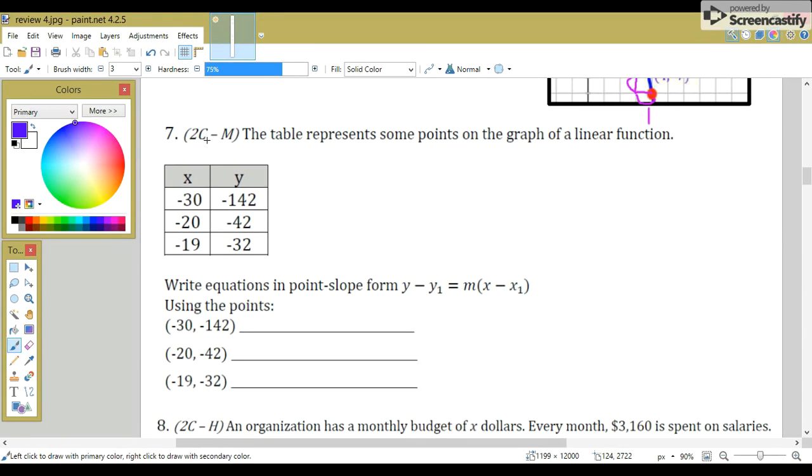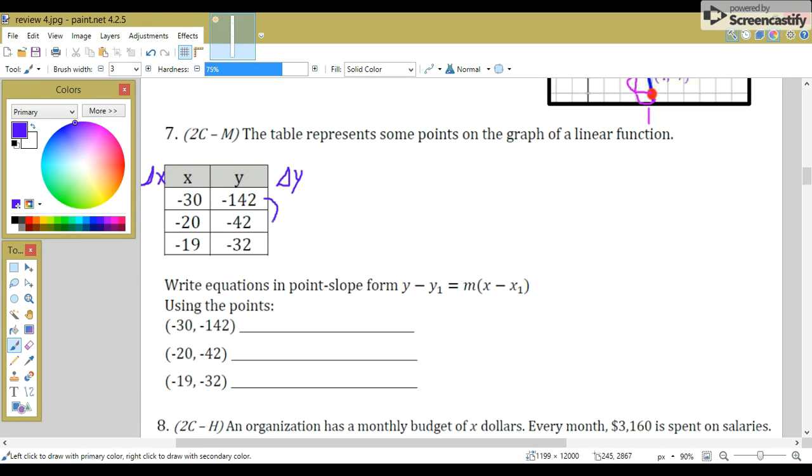Number 7, 2C. The table represents some points on the graph of a linear function. Write equations in point-slope form, y minus y1 equals m(x minus x1), using these points. First, we're going to do -30, -142. But before we write any equations, we need to find our slope. So let's find the change in y and the change in x.